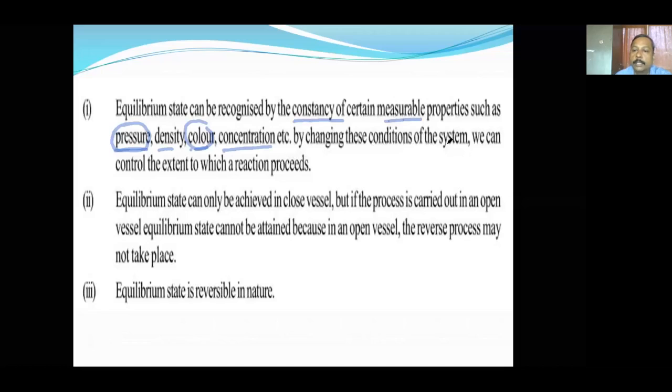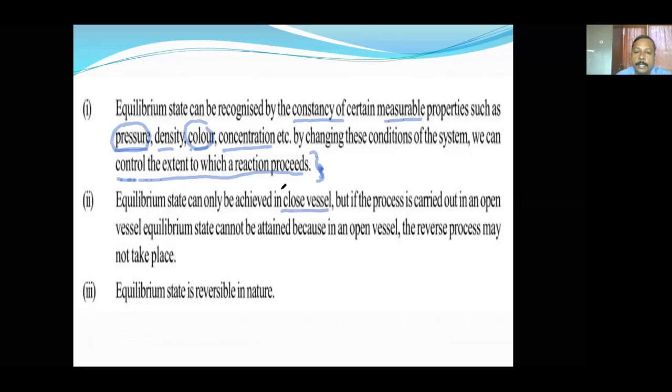By changing the conditions of the system, we can control the extent to which the reaction proceeds. What this means, we will try to understand in later slides. Extent of reaction, what is extent of reaction? That I will explain in later slides. Then, the equilibrium state can only be achieved in a closed vessel.